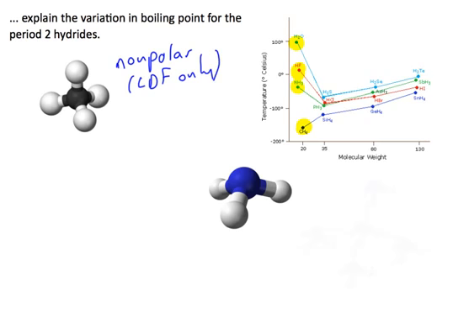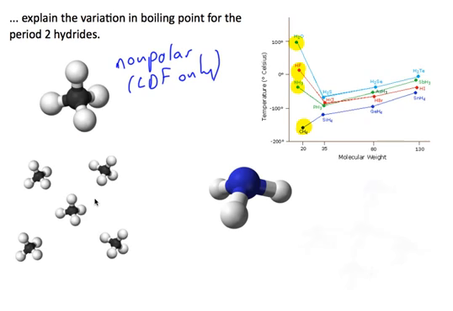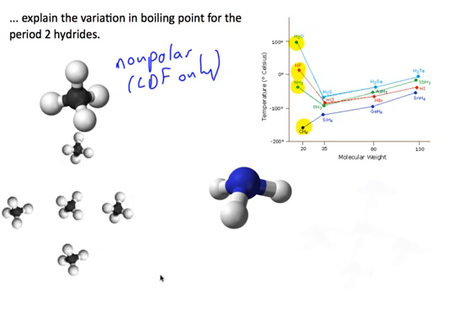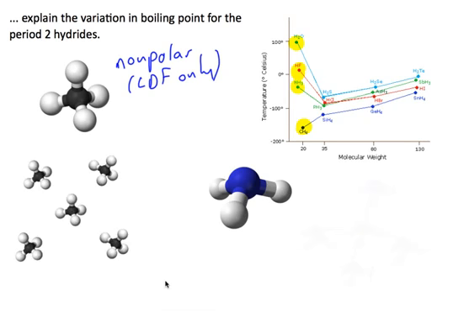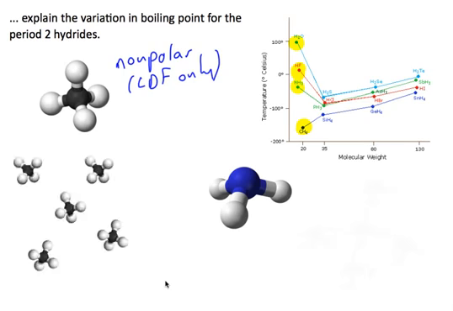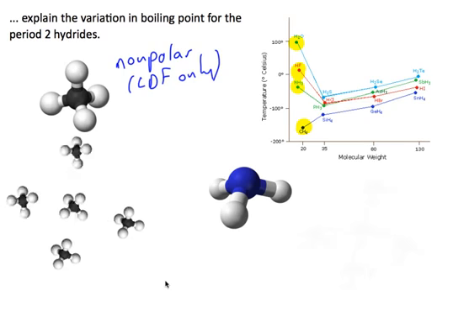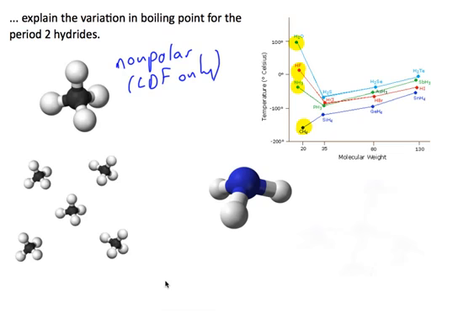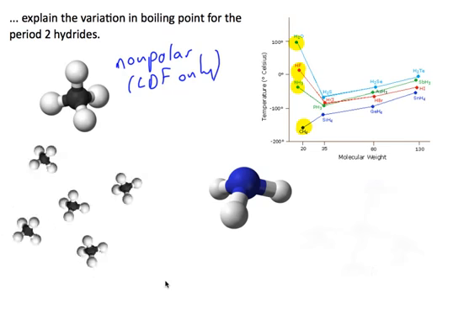That's weak. So you can look at methane as just spinning about. They don't form any interactions with one another. The forces they would form are so weak as to be basically non-existent. So methane, not surprisingly, is a gas at room temperature.